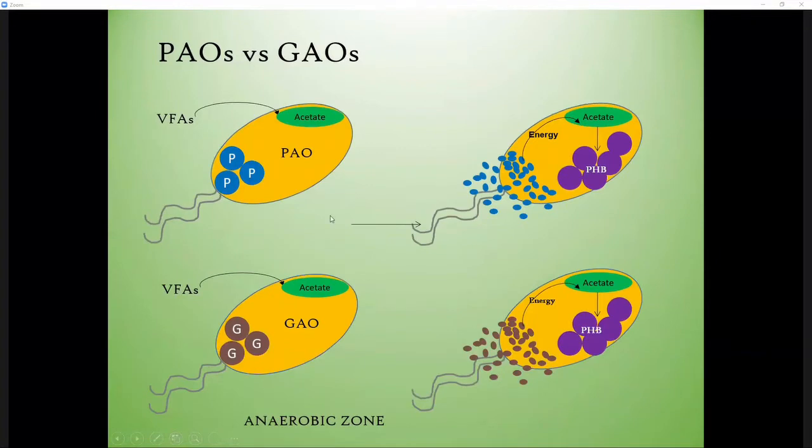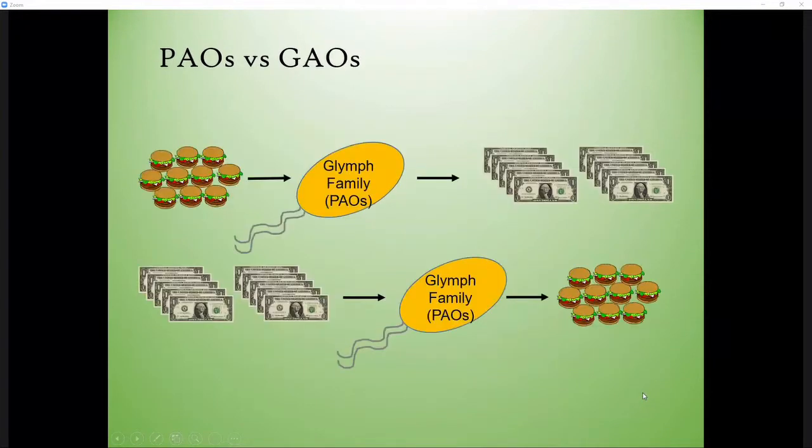And so when you bring them back around, the same thing happens. PAOs take up PHB, GAOs take up PHB. So here's a better way to look at that. My family are the PAOs. I have 10 hamburgers, and I have to eat 10 hamburgers in order to go to work to make $10. So then I take those $10, and I can come back and make 10 hamburgers.